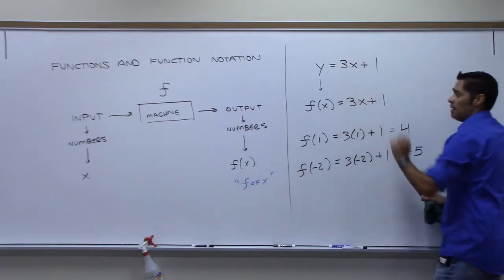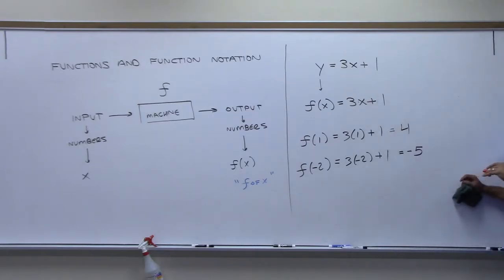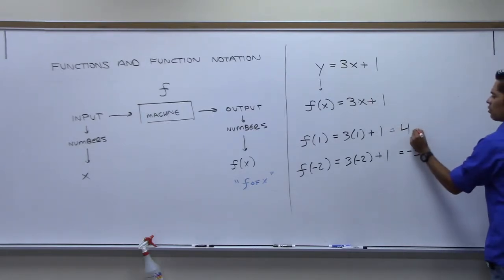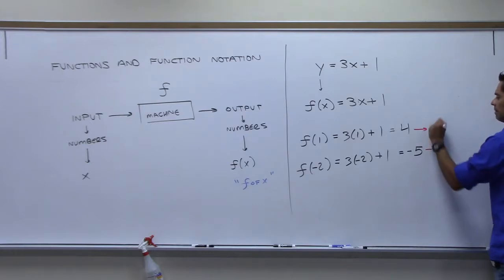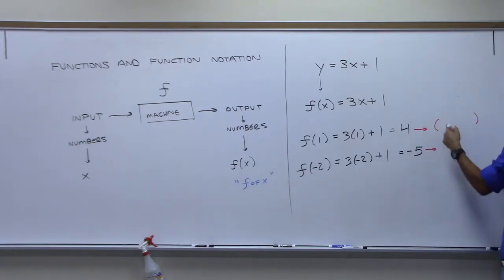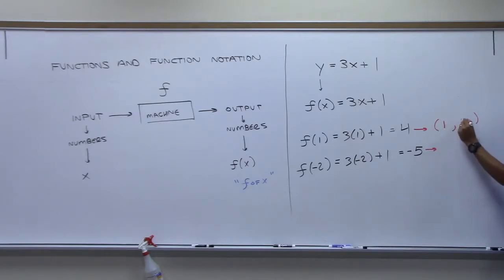We know that this is a line. That means this function is also a line. And these actually correspond to points on the line where we had before the x and the y coordinate. Now we can say it's like x and f of x. Here it would be, what's the input? 1, and what's the output? 4. And then over here we could say -2 and -5, right? And if we start plotting these, we get a line.